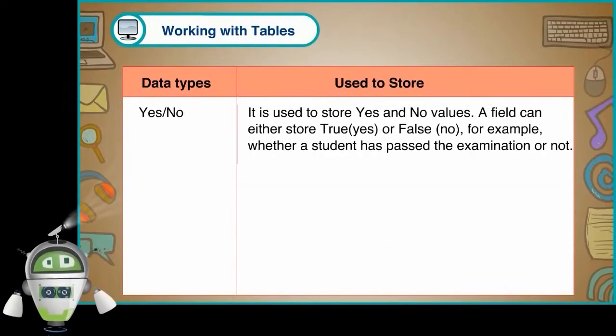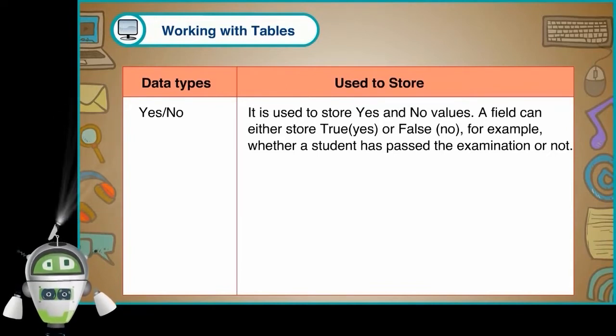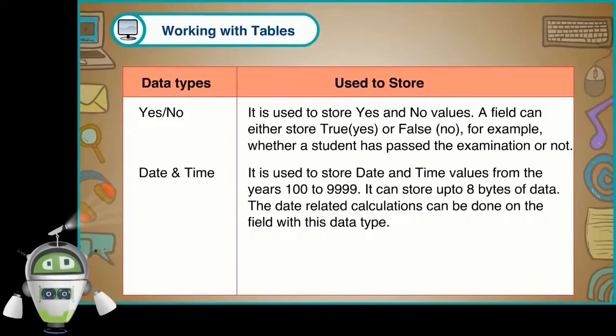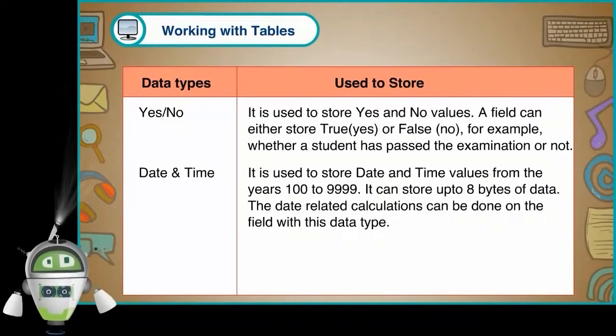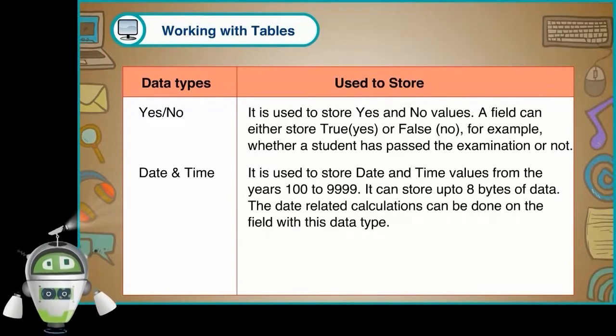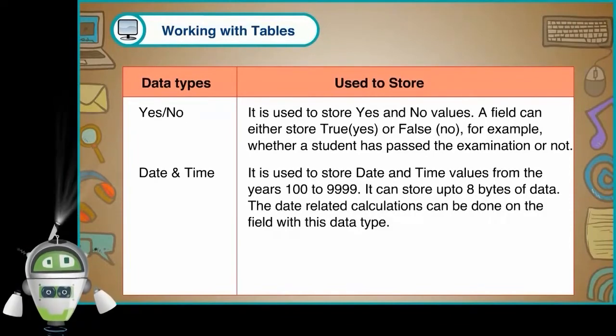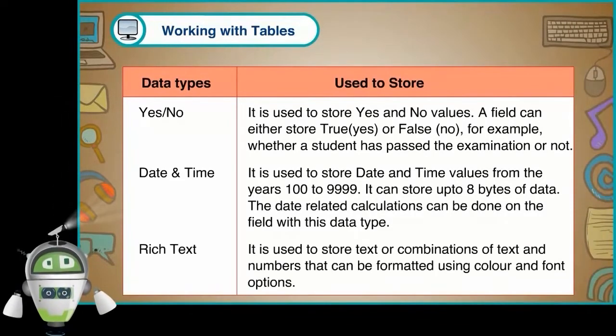Yes and No. It is used to store Yes and No values. A field can either store True (Yes) or False (No), for example, whether a student has passed the examination or not. Date and Time. It is used to store date and time values from the years 100 to 9999. It can store up to 8 bytes of data. The date-related calculations can be done on the field with this data type.